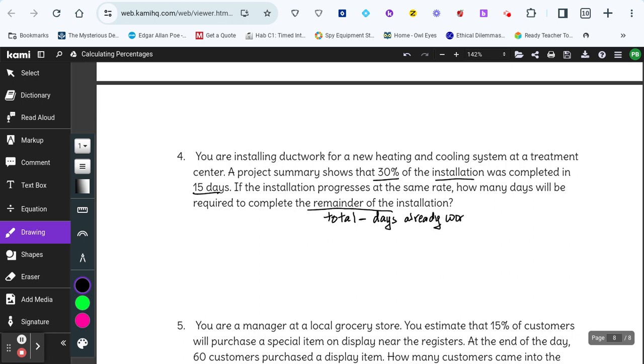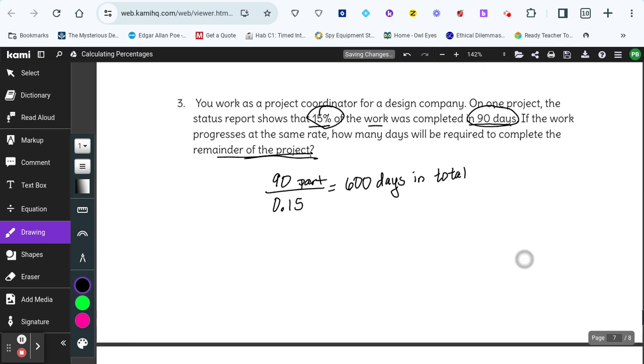So I know one thing. I know the days already worked. It's 15 days. They've already worked. So I just need to find that total so I can subtract and see what my remainder would be. How many days are left. Now this is different from the problem above. Sorry about this, guys. My pen is not working correctly.